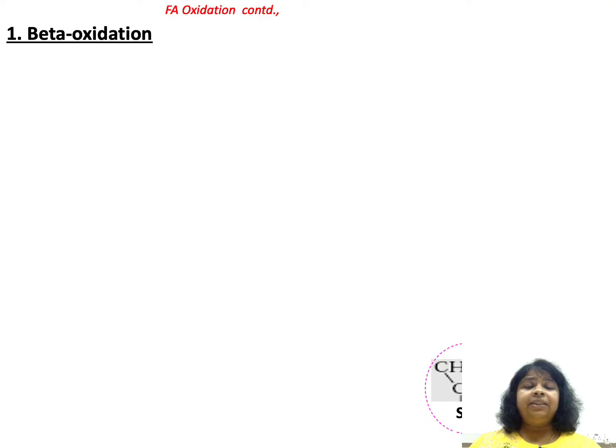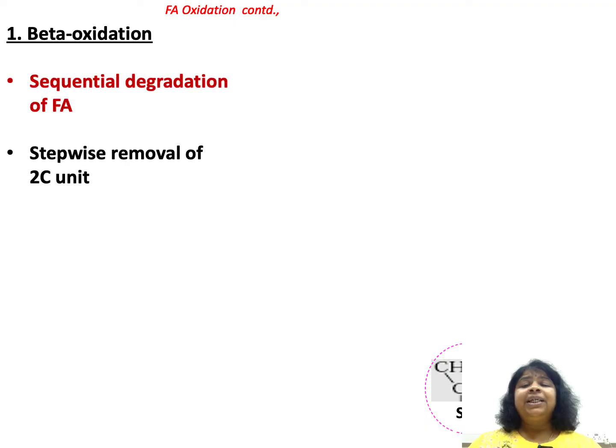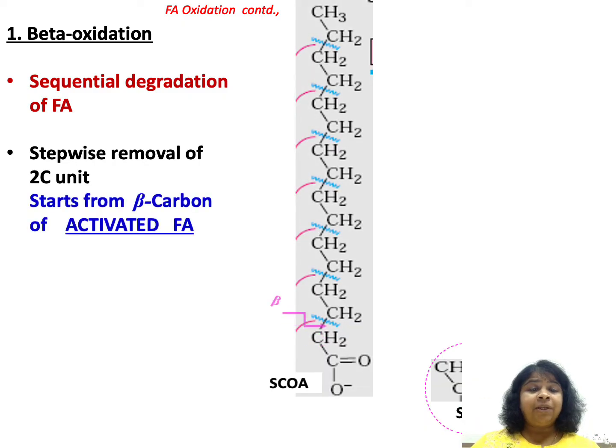So what happens during beta oxidation? This is sequential degradation of fatty acid. Every time beta oxidation happens, 2 carbon units will be removed in the form of acetyl CoA.